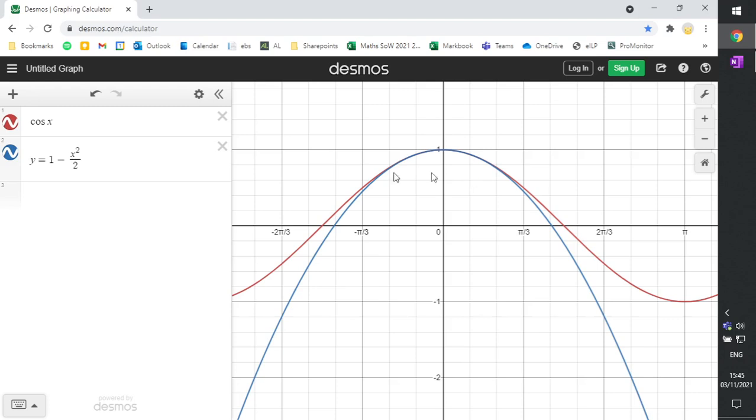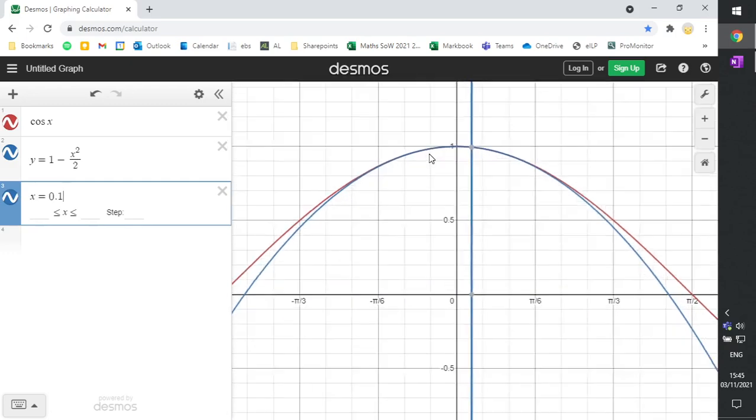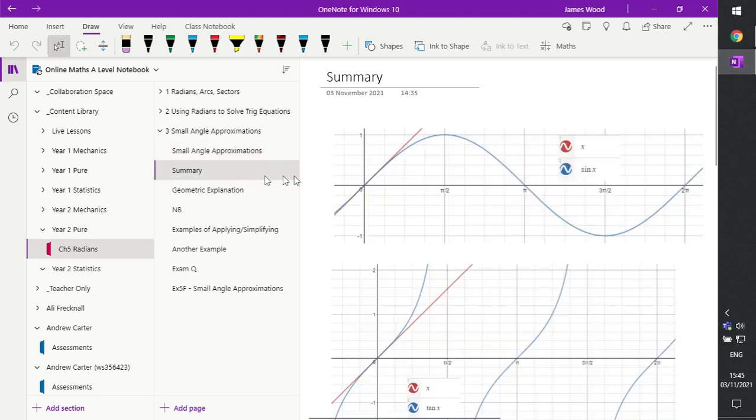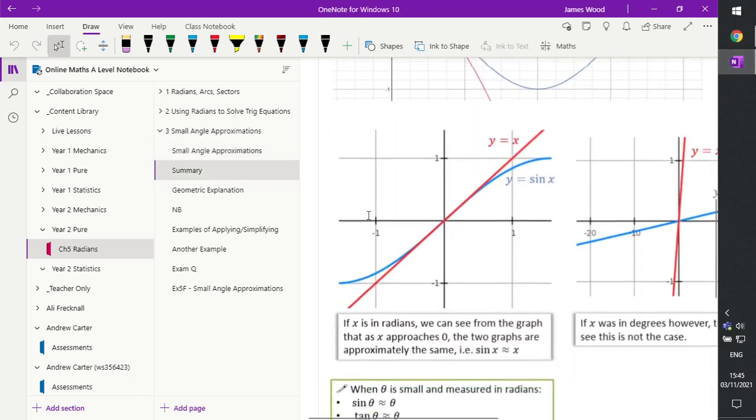So if we look at this one from about 0.1 or less, in this region here, you can see the blue line and the red line are basically on top of each other. You could probably make it a bit more to the right if you wanted to, but not too far because then they do start to diverge. But for anything less than about 0.1, it's quite reasonable to assume that instead of cos x, I could use this function here as an estimate instead: 1 minus x squared over 2. And these are what we call our small angle approximations. Okay. So these are the graphs that we looked at.